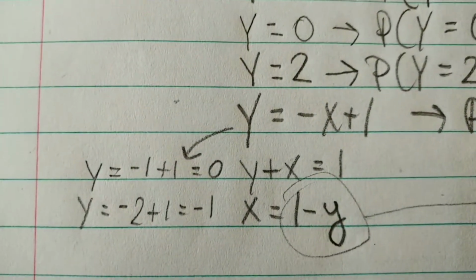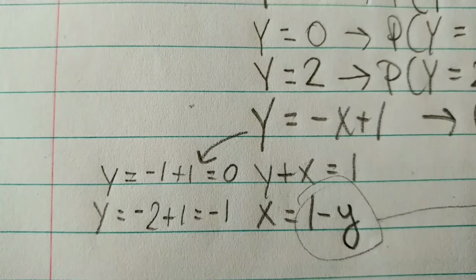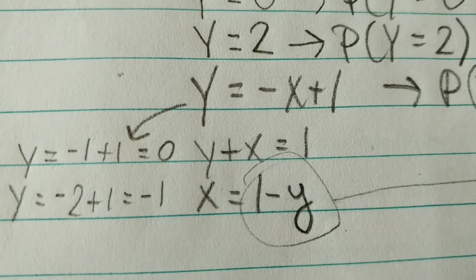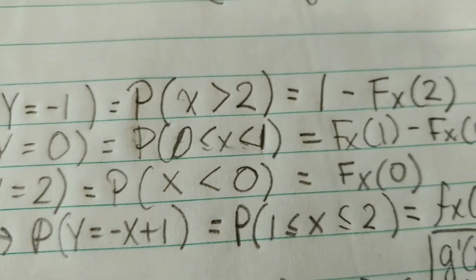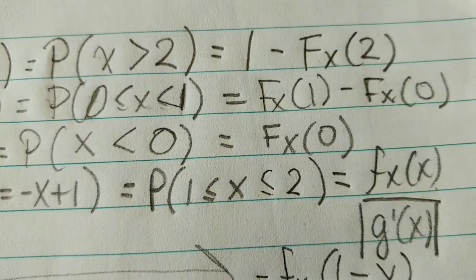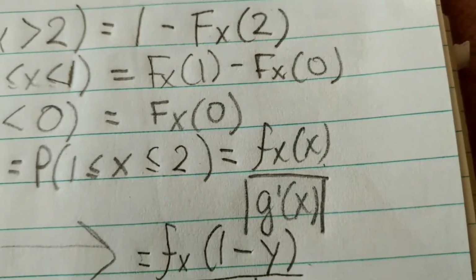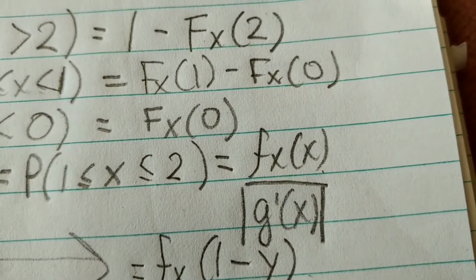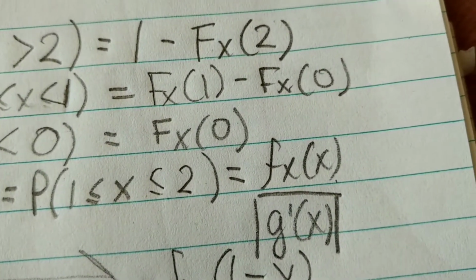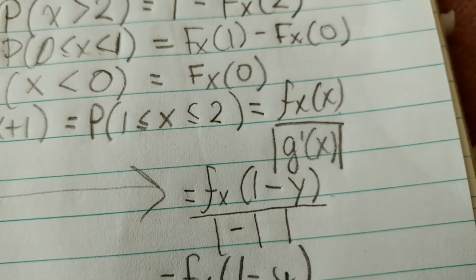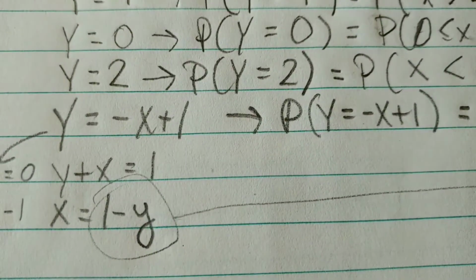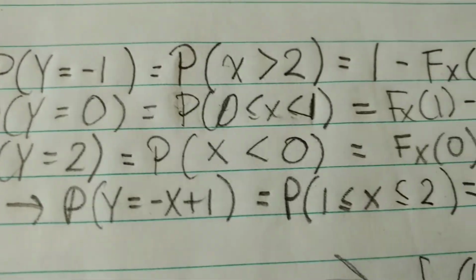And then here you rewrite X, basically solve for X in Y equals negative X plus 1, so then X is equal to 1 minus Y. So the probability of Y equaling negative X plus 1 is equal to the probability of X ranging from 1 to 2. And then we use our formula that the density function of X, the probability of X ranging from 1 to 2, is equal to the density function of X over the derivative of the function. And so the derivative of negative X plus 1 is negative 1.